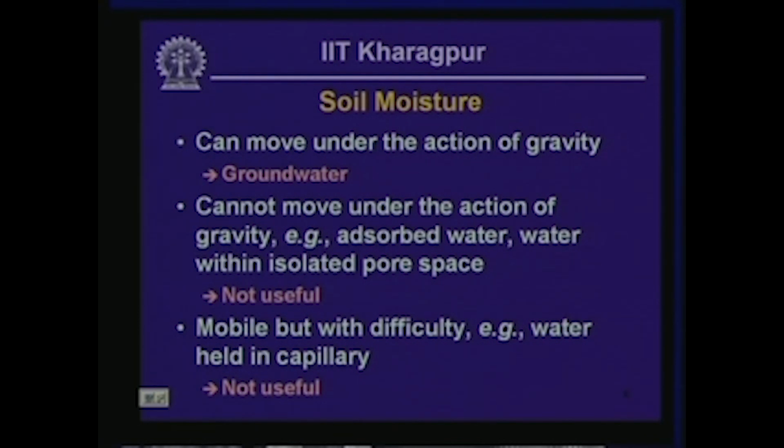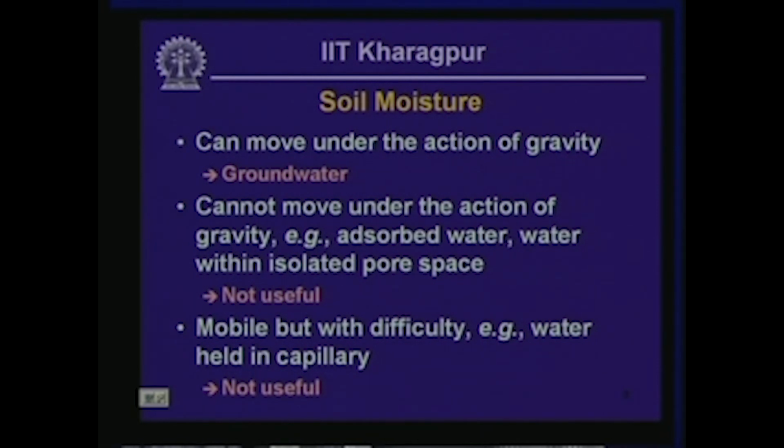There is another portion of soil moisture which is relatively mobile, but it can be extracted with great difficulty, and this is the water that is held within very fine interconnected pore space, which is like a capillary tube of very fine diameter, and because of the capillary tension involved, it takes a lot of effort to tap this portion of groundwater, and this portion of soil moisture is also therefore not very useful.